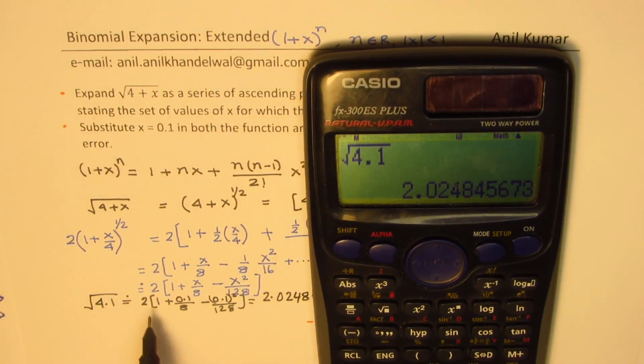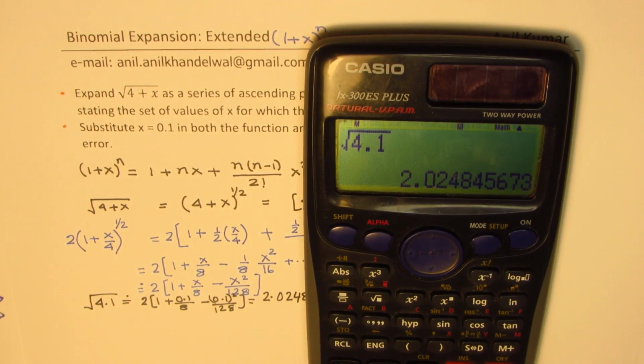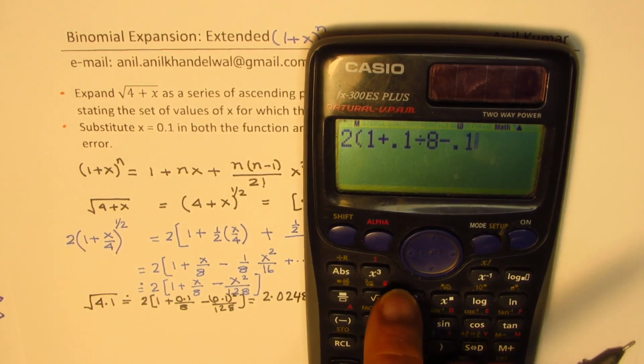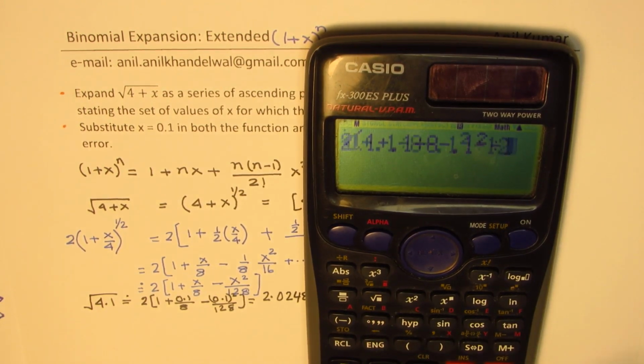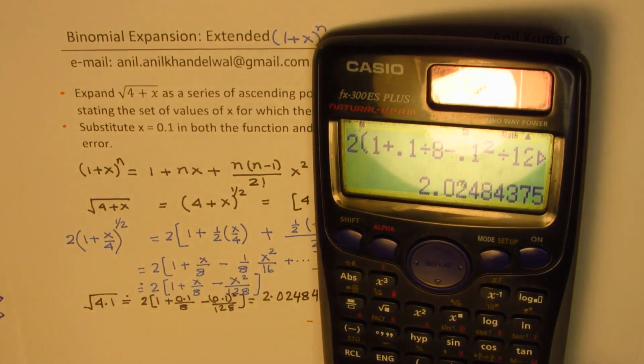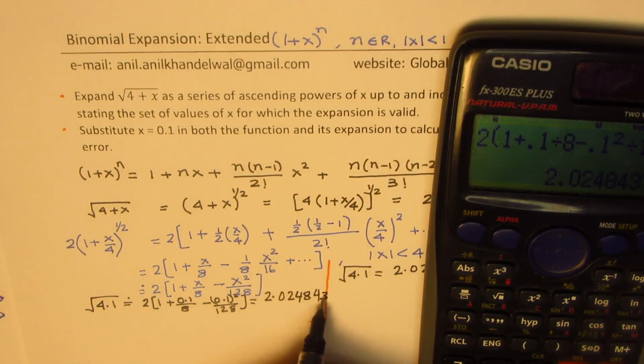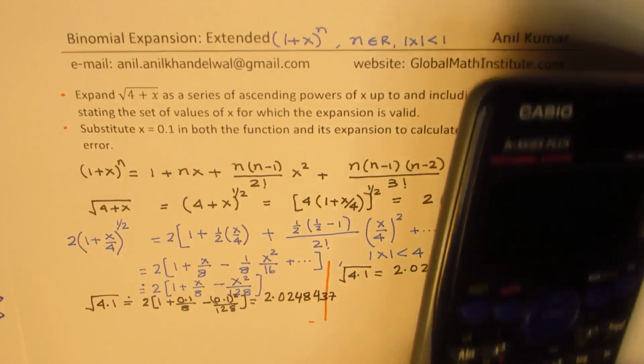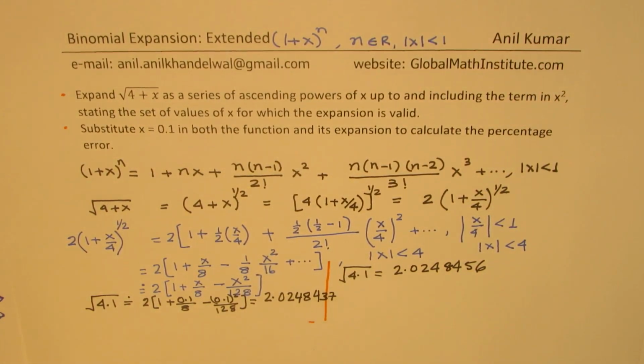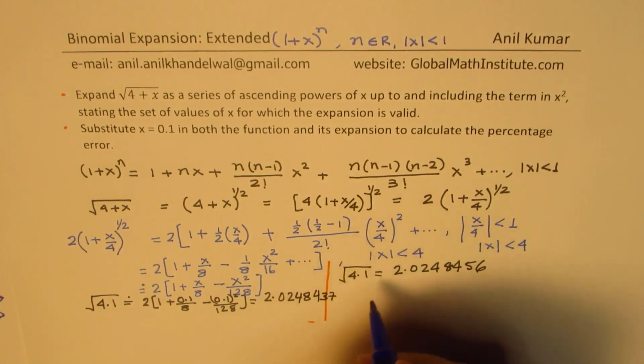Okay, so let me redo the first part of the calculation. We'll write 2 within brackets, 1 plus 0.1 divided by 8 minus 0.1 squared divided by 128, bracket close, equals 2. So I'll add more decimal places now, otherwise we don't really get any error. 84, and after 84 we have 37. So now we can calculate the percentage error. Does it make sense to you? See how accurate this is.